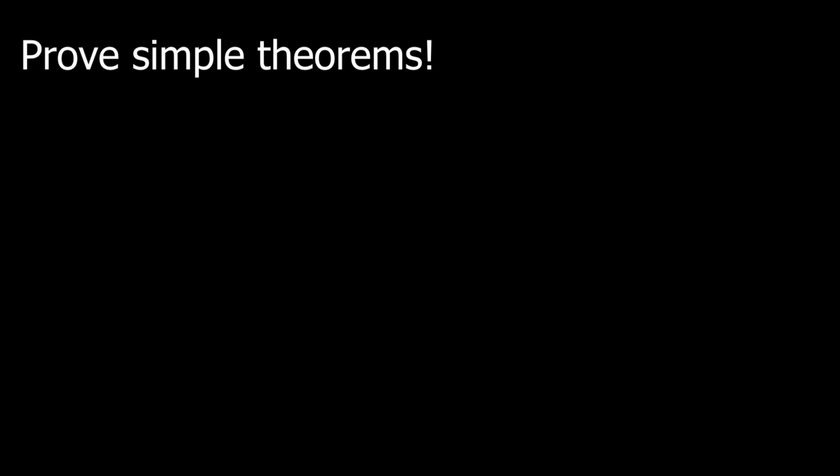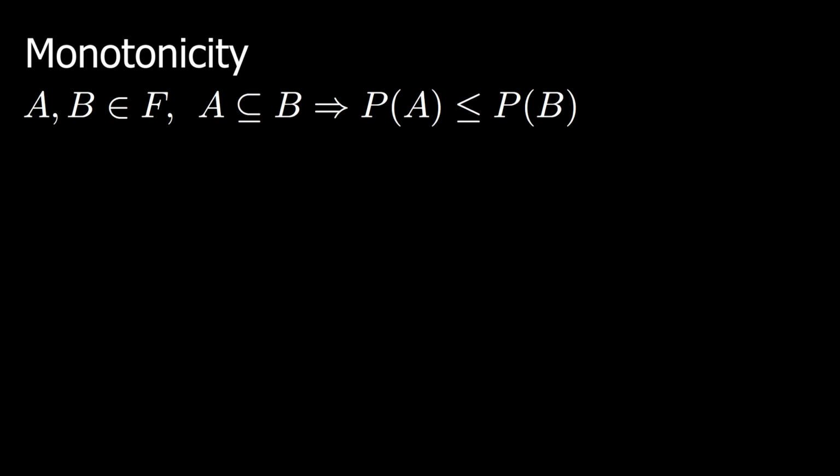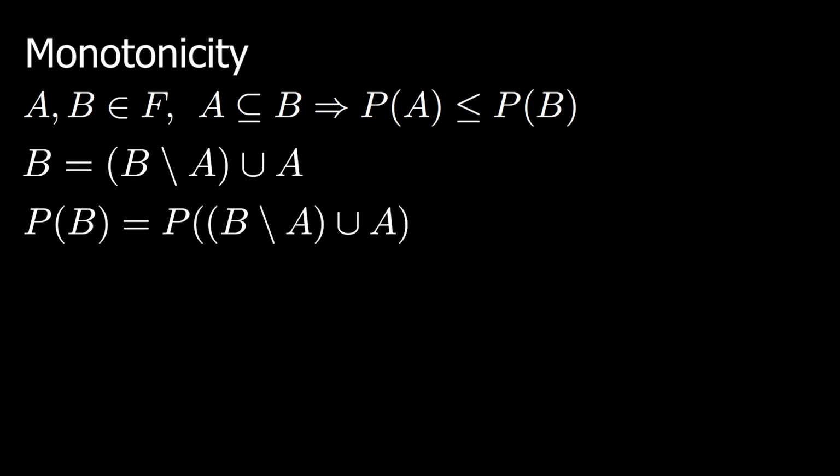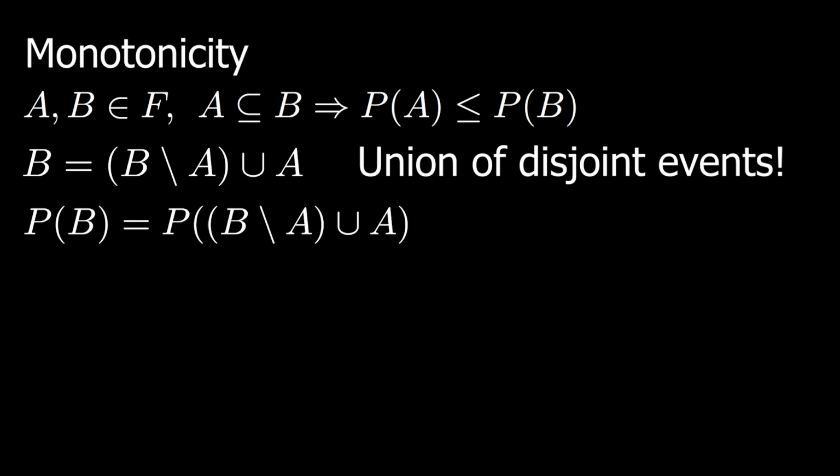Using these foundational axioms, we can prove some simple theorems. We can prove that an event being a subset of another implies that it has a lower probability of occurring. Let A and B be events such that A is a subset of B. We want to prove that the probability measure of A is less or equal to the probability measure of B based on this assumption. B can be written as B without A union A. This means that P of B is P of B without A union A. B without A and A are obviously disjoint, so we can say that this is equal to P of B without A plus P of A.